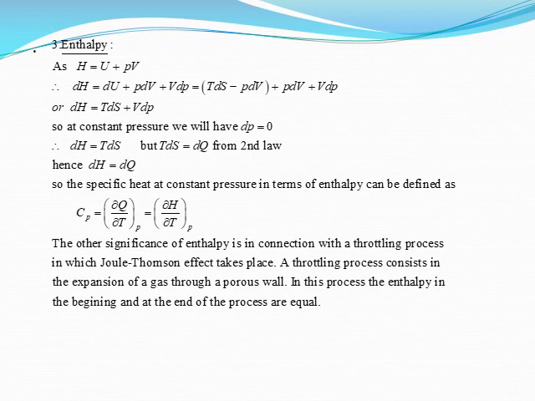Now the definition of specific heat at constant pressure is Cp is equal to del Q over del T at constant P. We put the value of del Q is equal to del H here. So we will have Cp is equal to del H over del T at constant P. This is the definition of specific heat in terms of enthalpy. The other significance of enthalpy is in connection with a throttling process in which the Joule-Thomson effect takes place. A throttling process consists in the expansion of a gas through a porous wall. In this process, the enthalpy in the beginning and at the end of the process are equal.